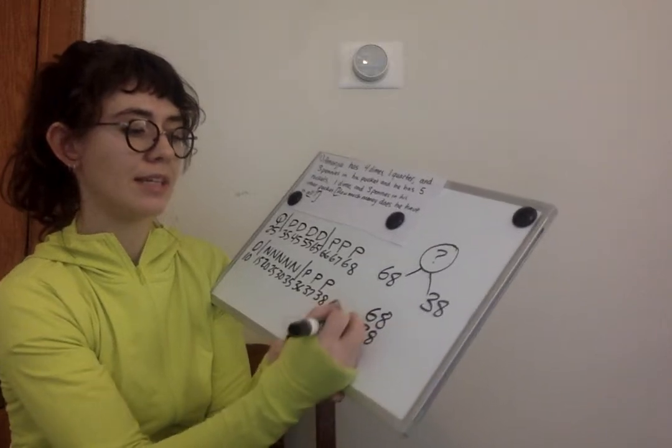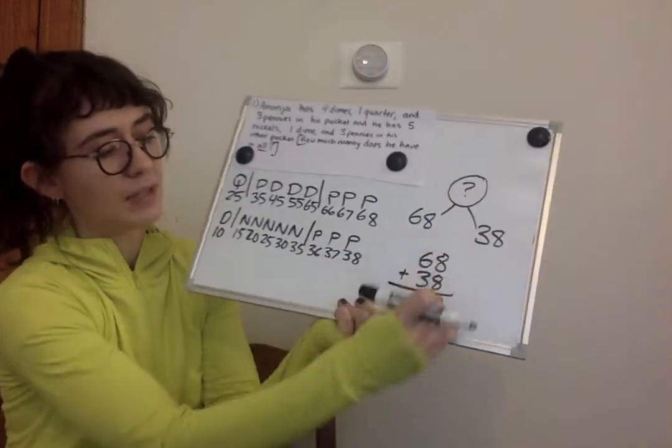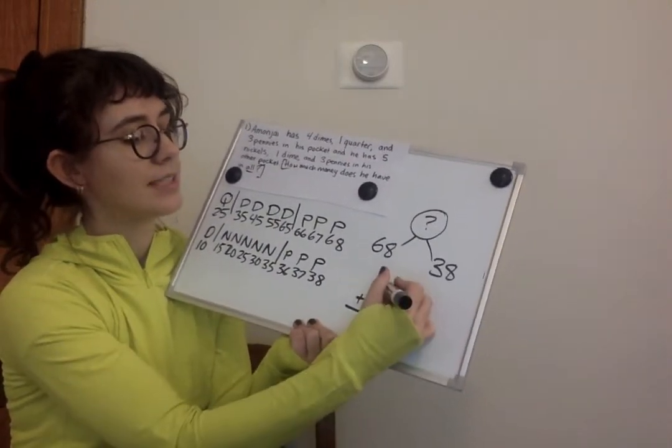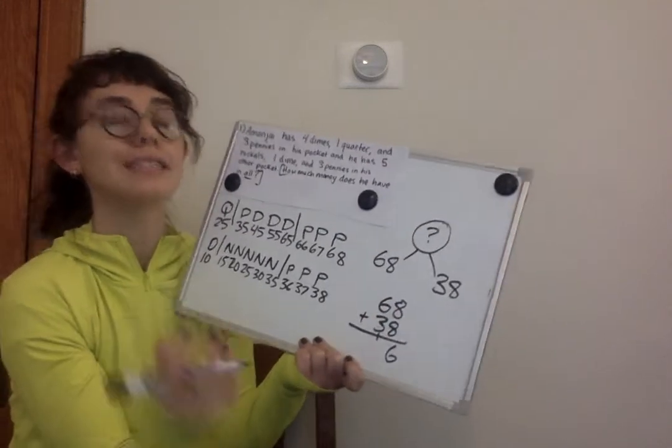38 plus 68, and we're going to find our total. I'm going to start in the ones place. 8 plus 8 is 16. Got a sneaky little 10 there. 6 plus 3 plus 1 more. 6 plus 3 is 9, plus 1 more is 10.